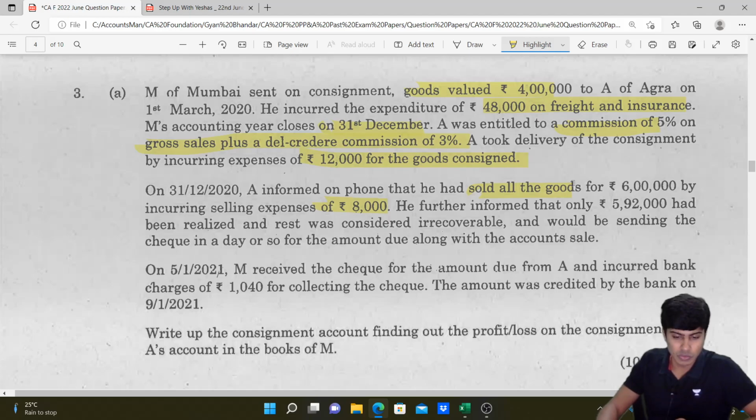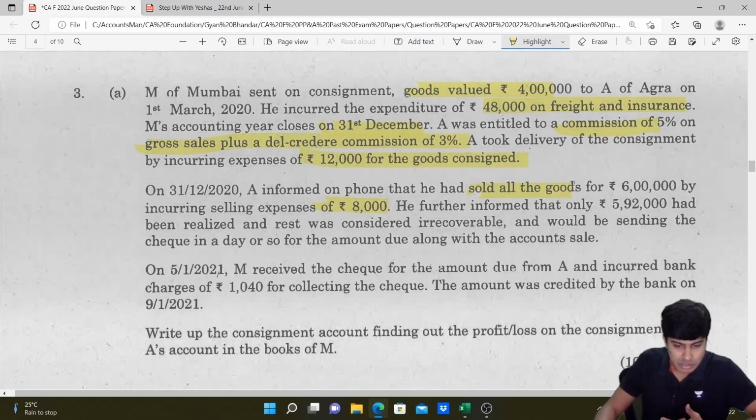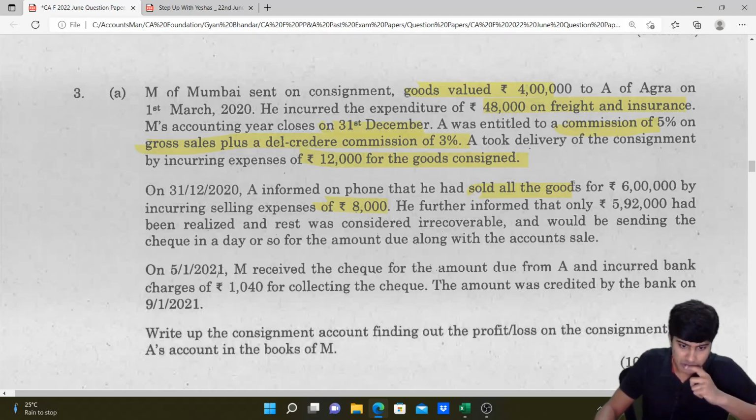So he has sold all the goods. There is 8,000 of selling expense incurred. 5,90,000 has been realized and the balance amount is considered irrecoverable. Not our headache as consignor; the consignee should bear this. Then the amount will be sent along with the account sales.